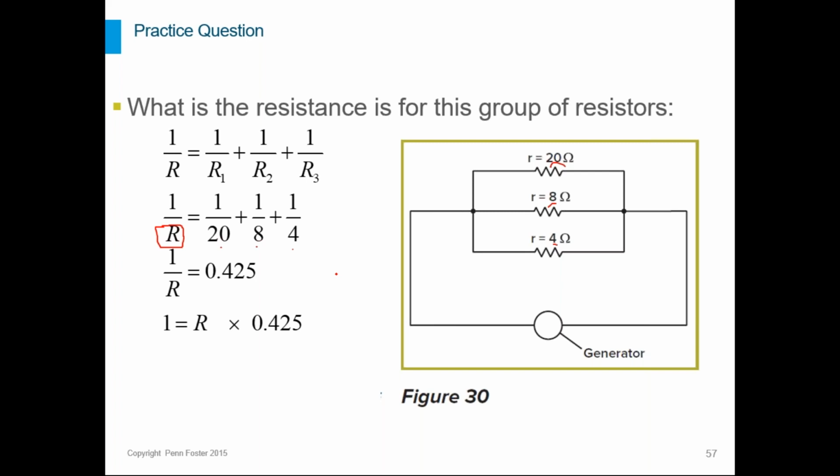So we do some algebra. We're multiplying both sides by R, and we get 1 equals R times 0.425. Then we divide both sides by 0.425 because we want to get R all by itself. So 1 over 0.425 equals R, and if we divide that, 1 divided by 0.425, we got our final answer of 2.35.